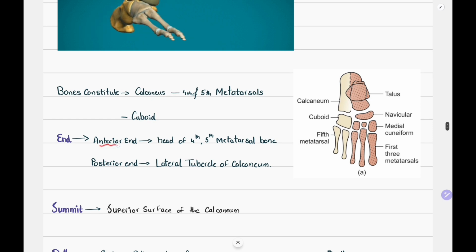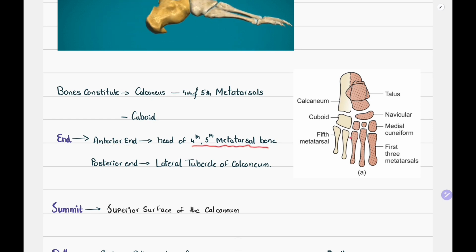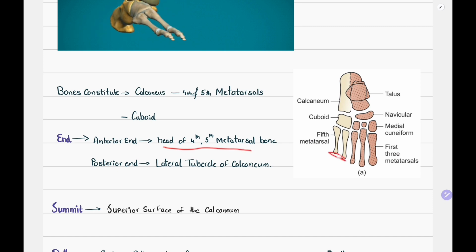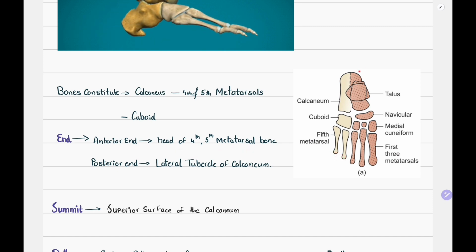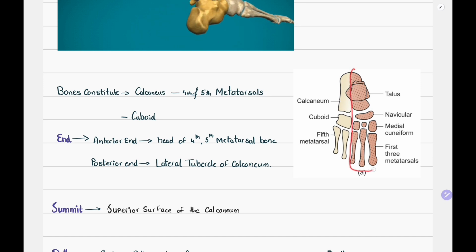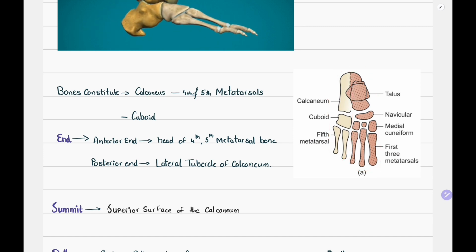The anterior end of the arch is formed by the heads of the fourth and fifth metatarsal bones. Now here you should be able to appreciate these were the bones which constitute the medial arch and these are the bones which constitute the lateral longitudinal arch.